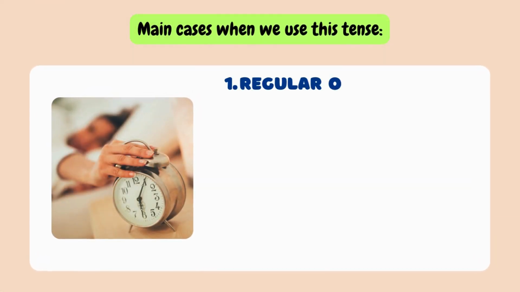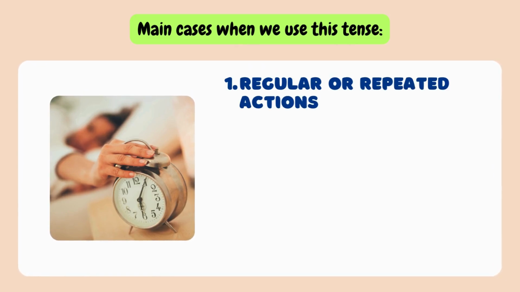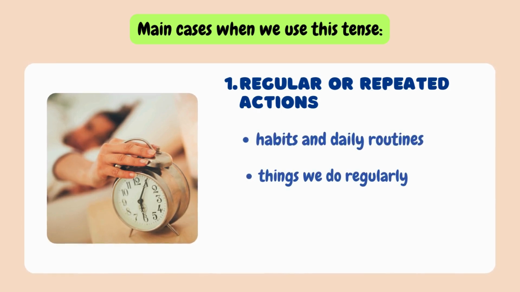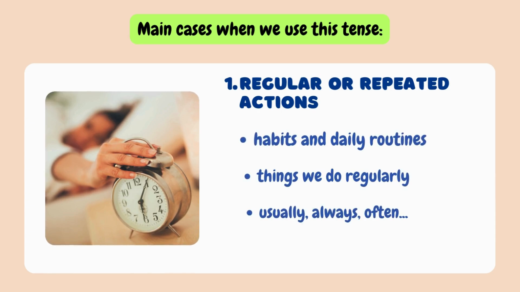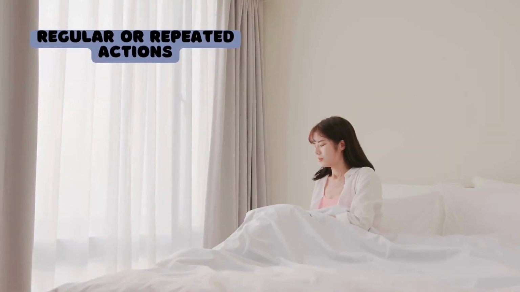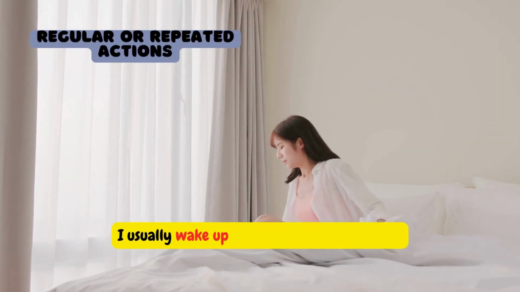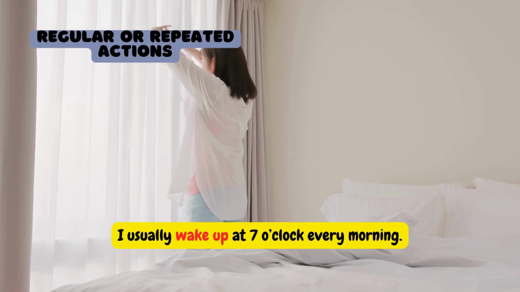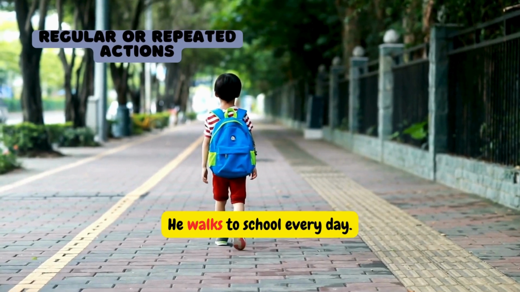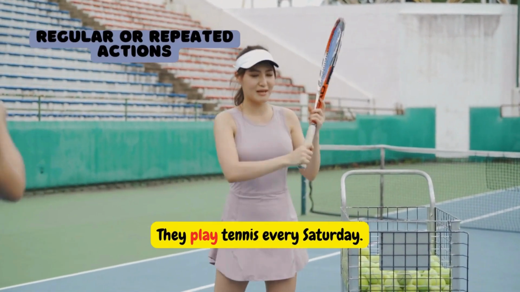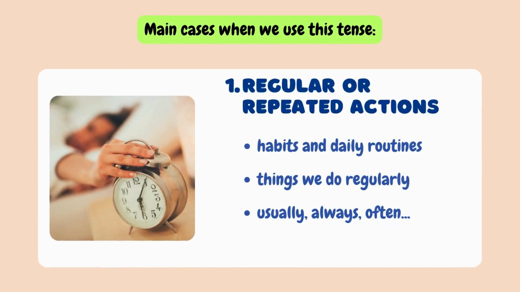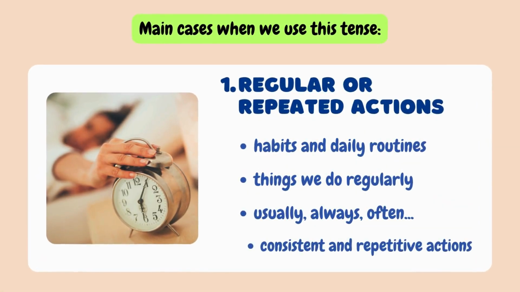Regular or repeated actions. The present simple is often used to discuss habits and daily routines, things we do regularly. Words like usually, always, and often frequently accompany this usage. For instance, I usually wake up at 7 o'clock every morning. He walks to school every day. They play tennis every Saturday. These examples show how the present simple captures consistent and repetitive actions.